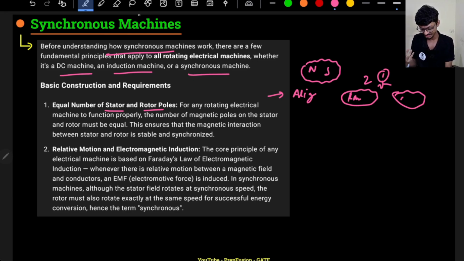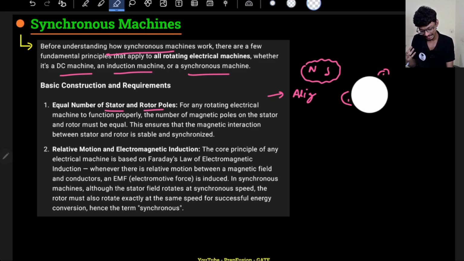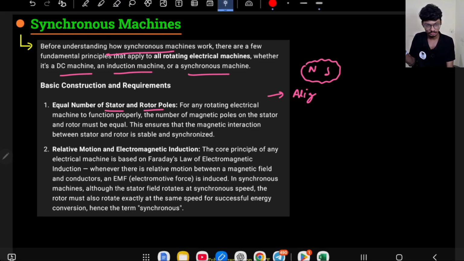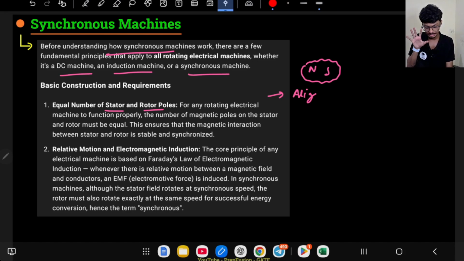So something similar is happening over here: for a system to work properly, the number of poles on the stator side and the rotor side should always be the same.